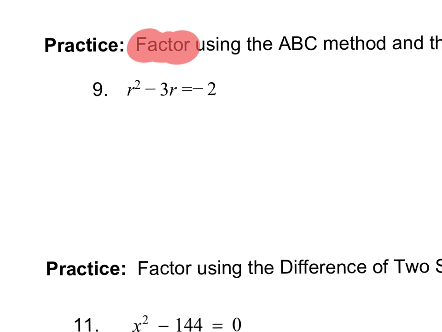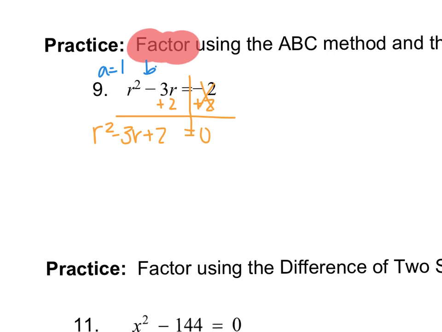So problem 9 was a little bit different because it was easier in some ways and harder in others. So first of all, it doesn't equal 0, so I need to make sure that happens. So to get rid of this minus 2, I'm going to add 2 to both sides. I can't actually combine this 2 on the left with anything, so I'm going to have r squared minus 3r plus 2 equals 0. And then I'm going to identify my a, which is going to be 1.